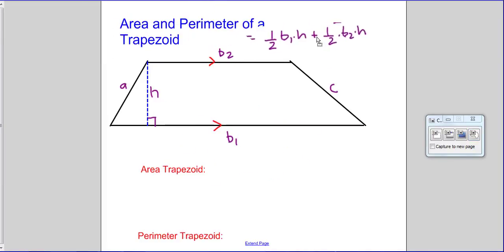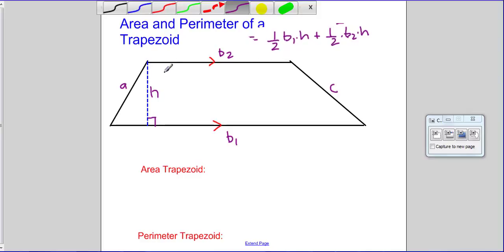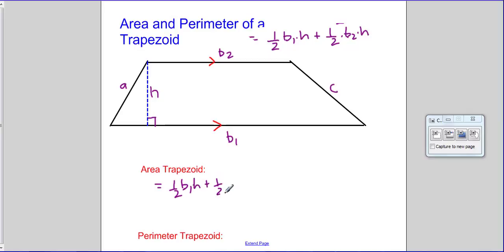So now, this is the general formula for the area of a trapezoid. I don't need to split it into a triangle anymore. I just need to know the sum of the two bases, the lengths of the two bases, and the height, and I can find the area. So the area is 1/2 b sub 1 h plus 1/2 b sub 2 h.